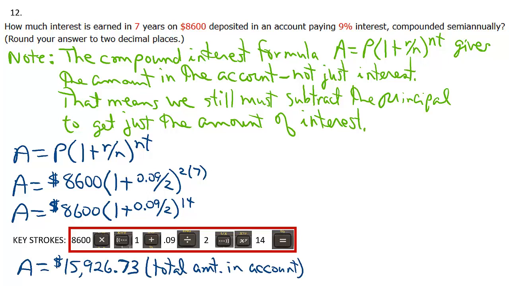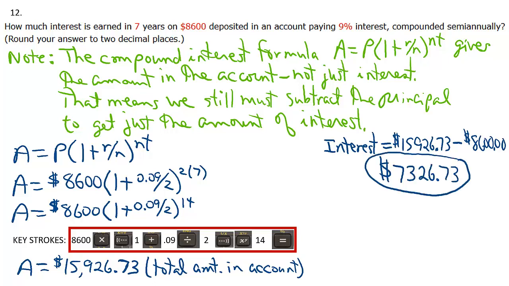you get $15,926.73. That's the total amount in the account. Now, had they asked how much was in the account at the end of 7 years, that would be the answer. But if you go back and read the question, it just said how much interest did you earn. So you've got to go back and take that $15,926.73 and subtract off the amount you put in, and what's left is the interest.